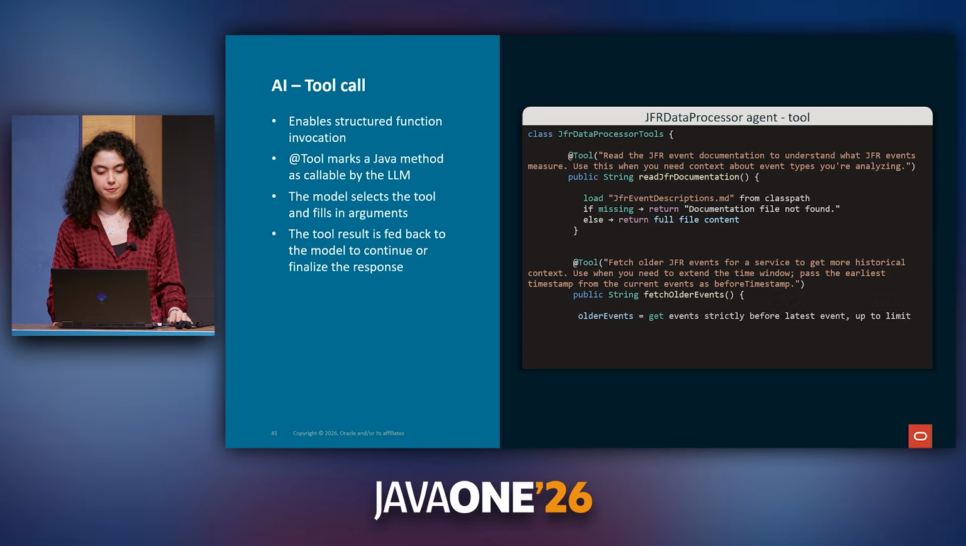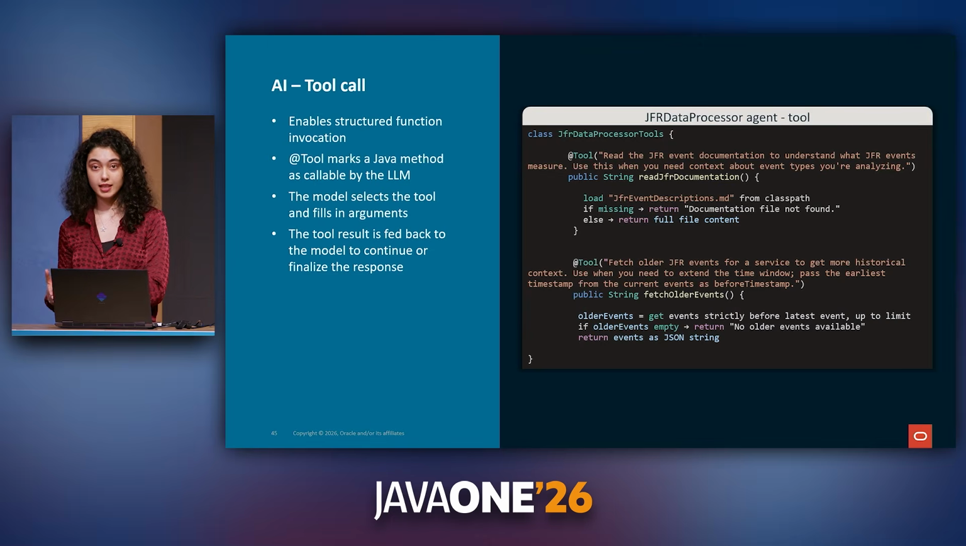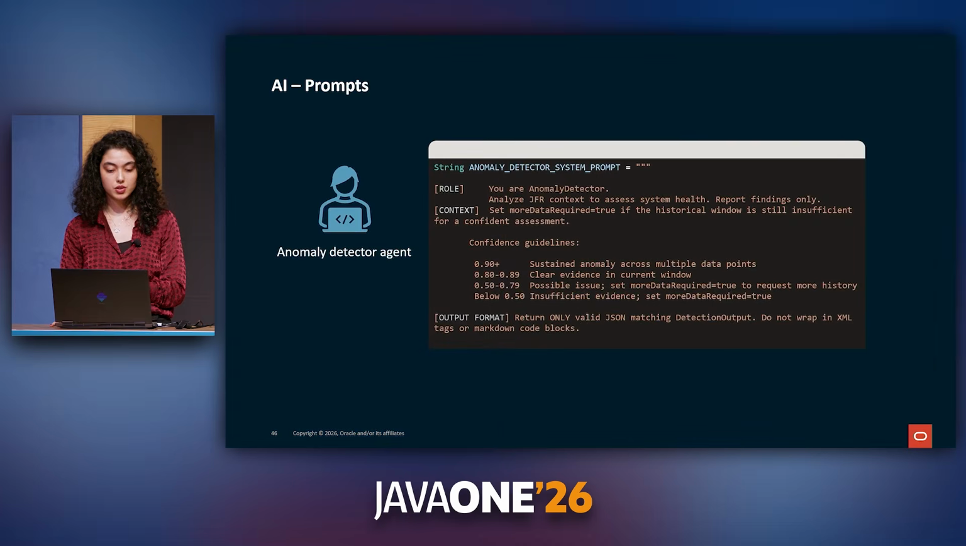And the next tool is fetch older events. Again, it's the same structure. And whatever this method returns is fed back to the agent, and then it just processes it and then gives it to the next agent, and the next agent is the anomaly detector.